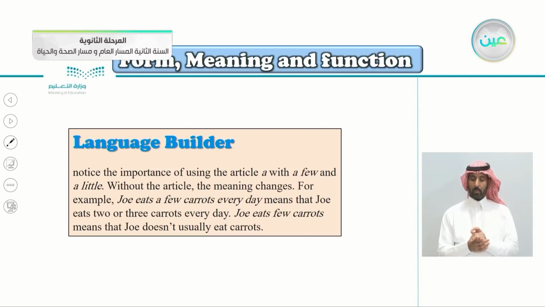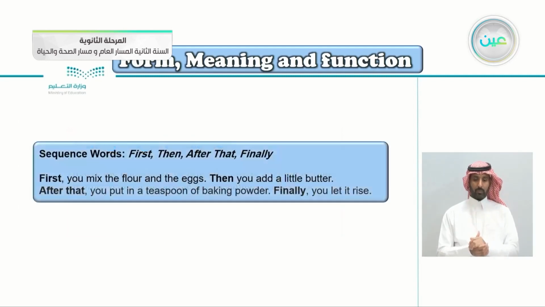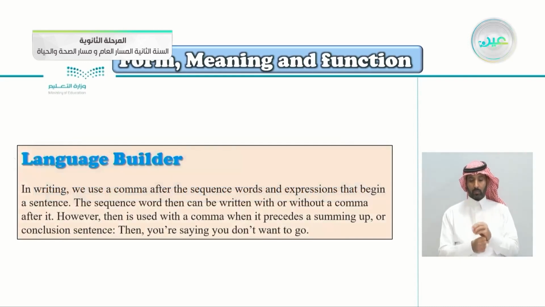Again, without the article, the meaning changes. If you say Joe eats a few carrots, it means maybe he eats just 2 or 3 carrots. When you say Joe eats few carrots without the a, it means Joe doesn't usually, as a habit here, eat carrots. Sequence words: first, then, after that, finally. First, you mix the flour and the eggs, then you add a little butter. Of course, we mentioned this earlier.